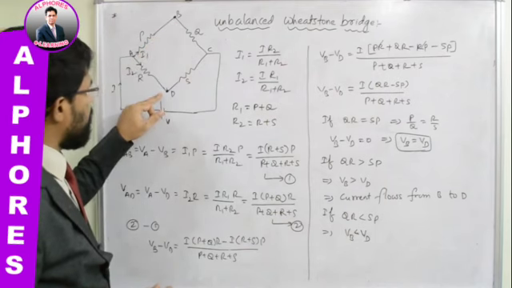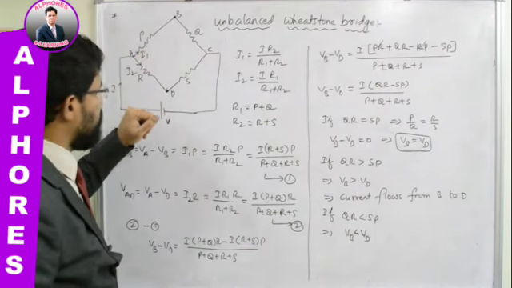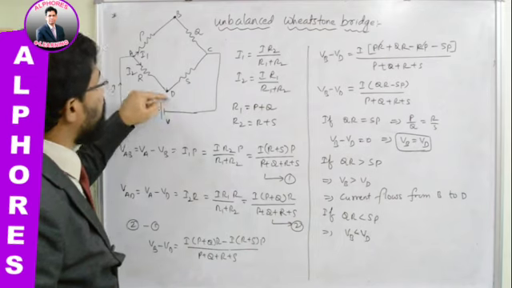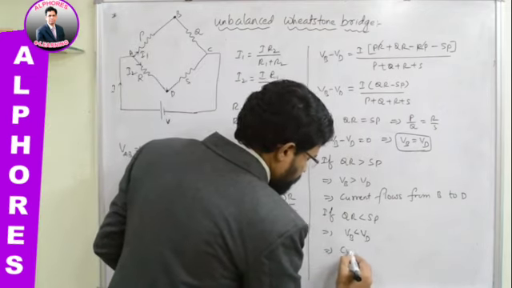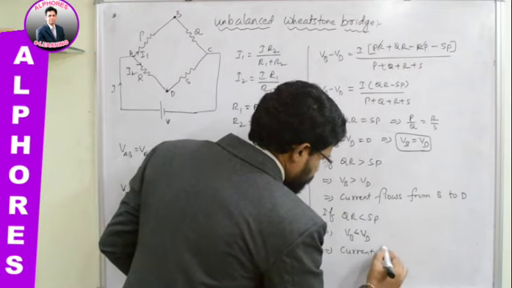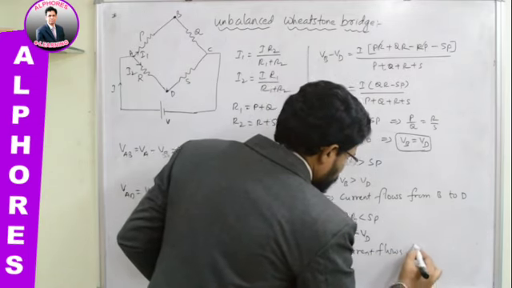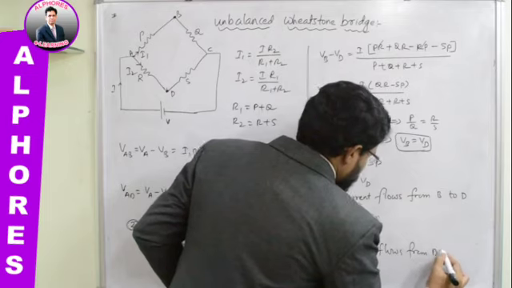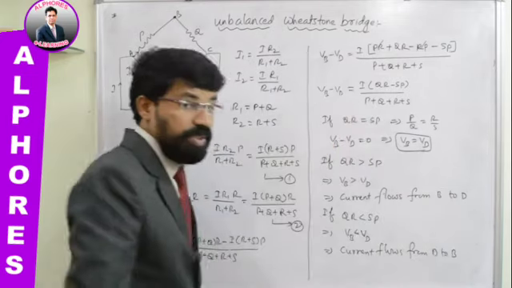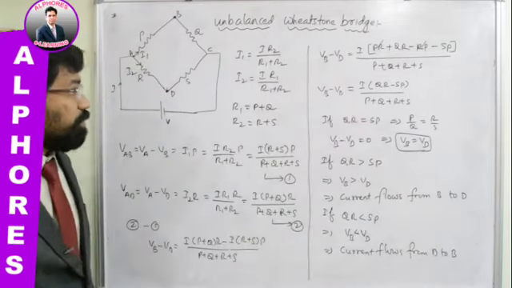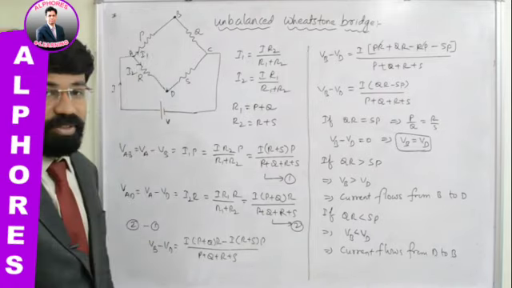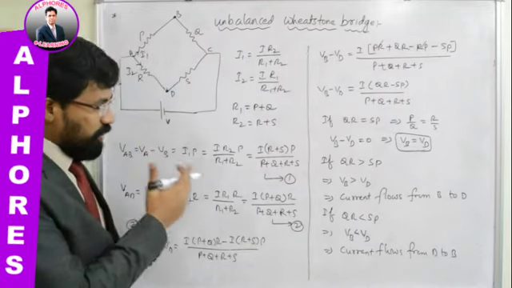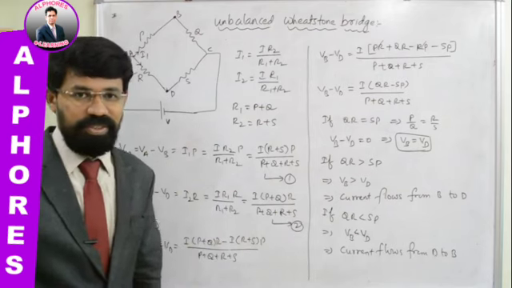So in this case, if you connect any resistor between these two points, current flows from D to B. That implies current flows from D to B. So that's how you can deal with an unbalanced Wheatstone bridge. This is basically the Wheatstone bridge, and this is how you can handle an unbalanced Wheatstone bridge.